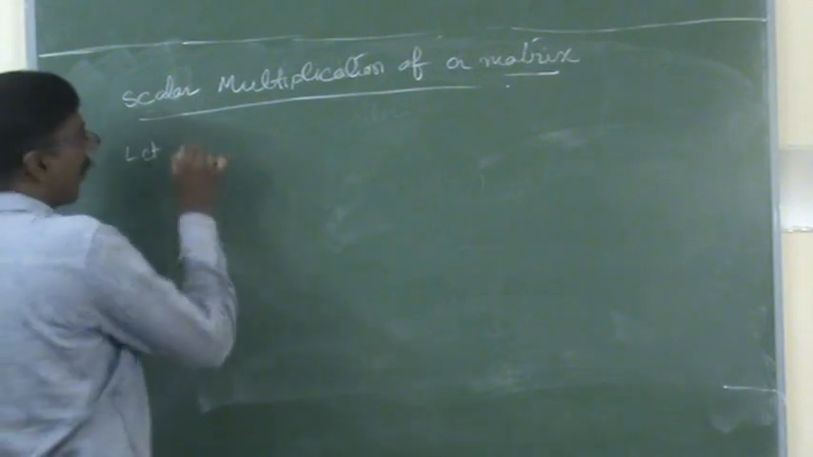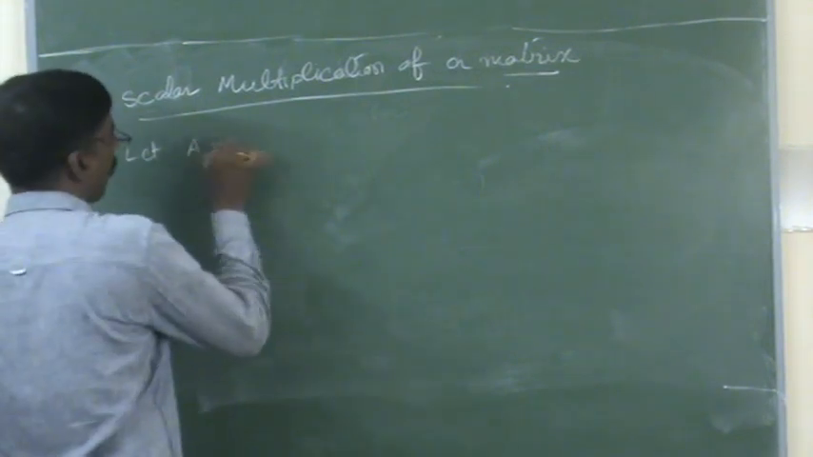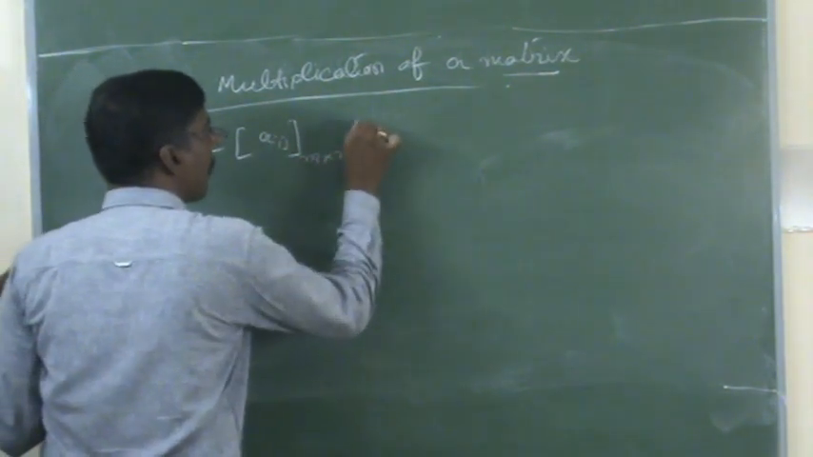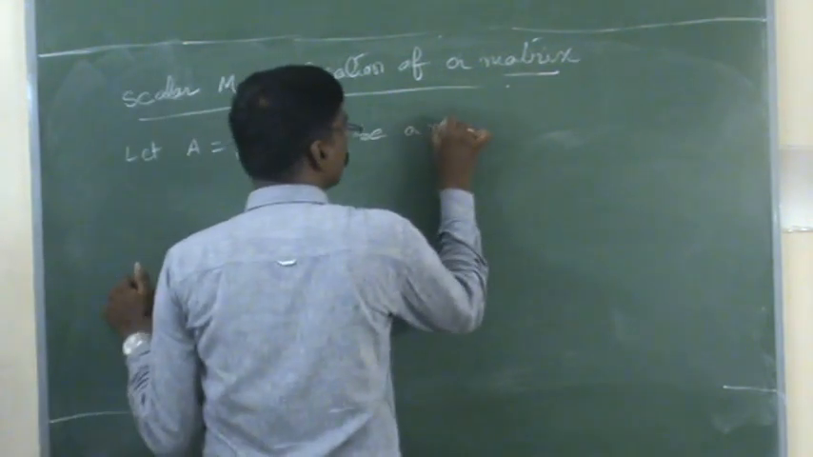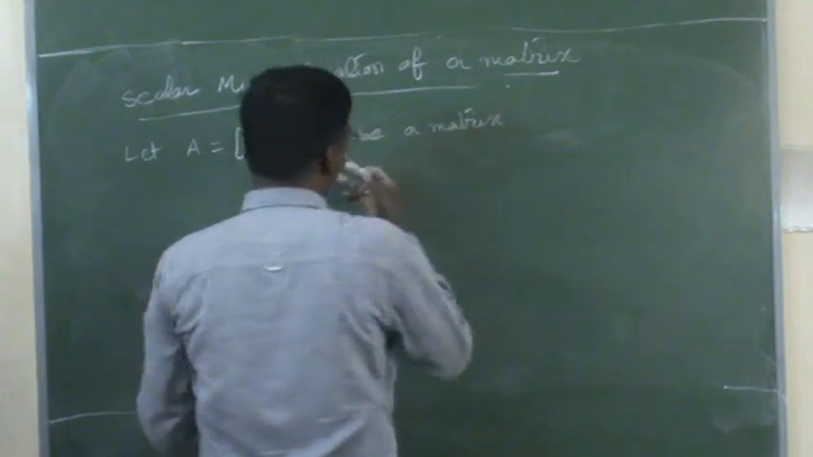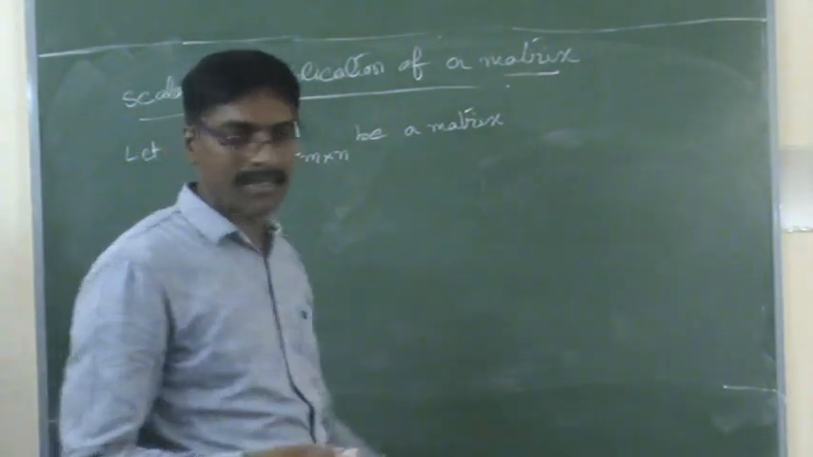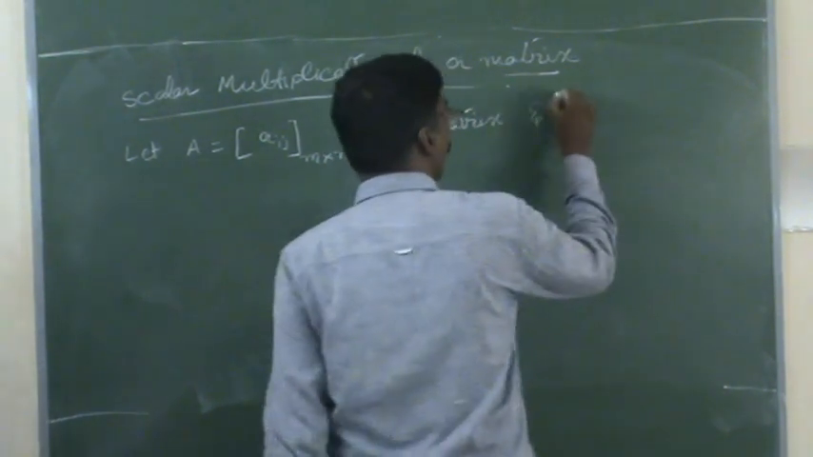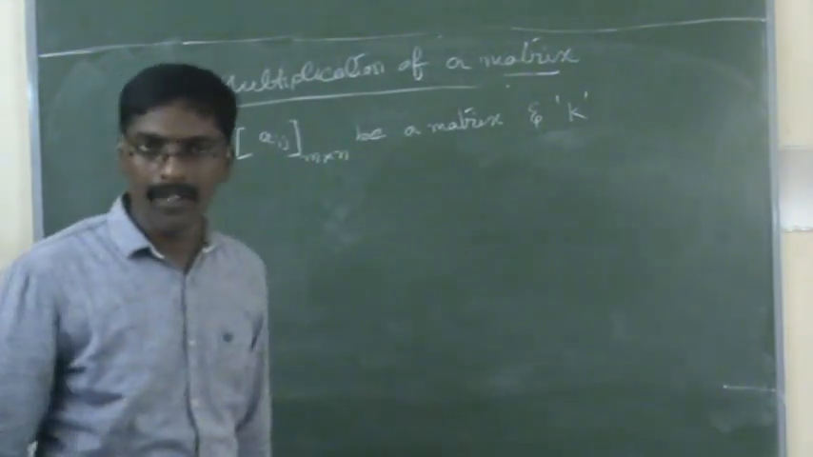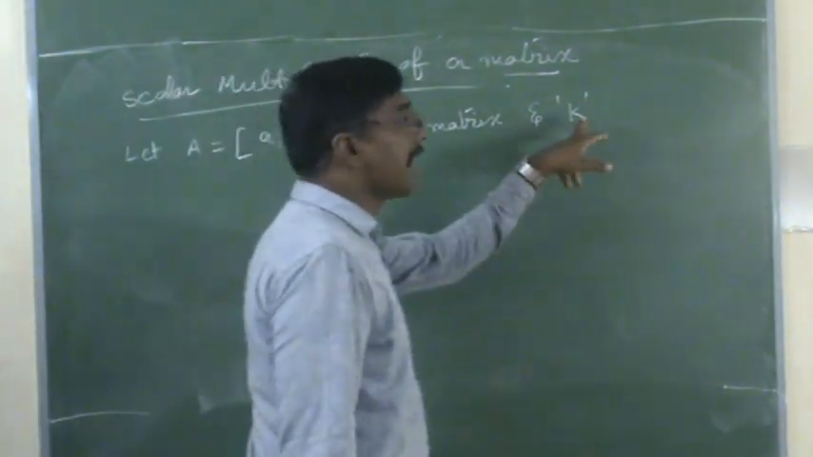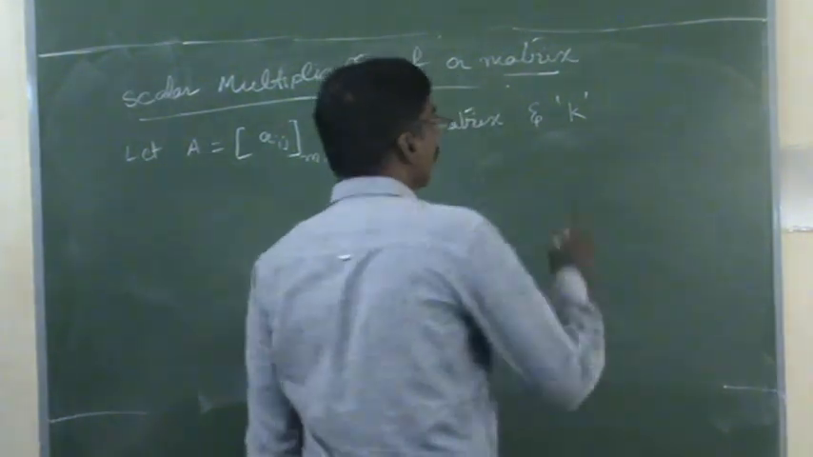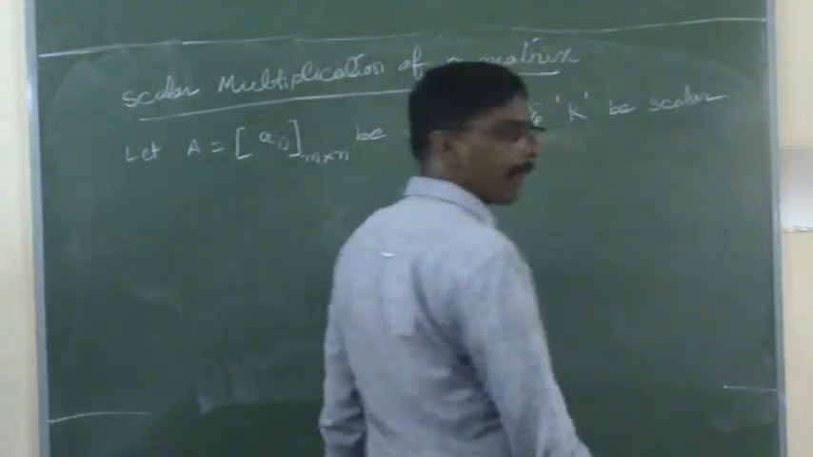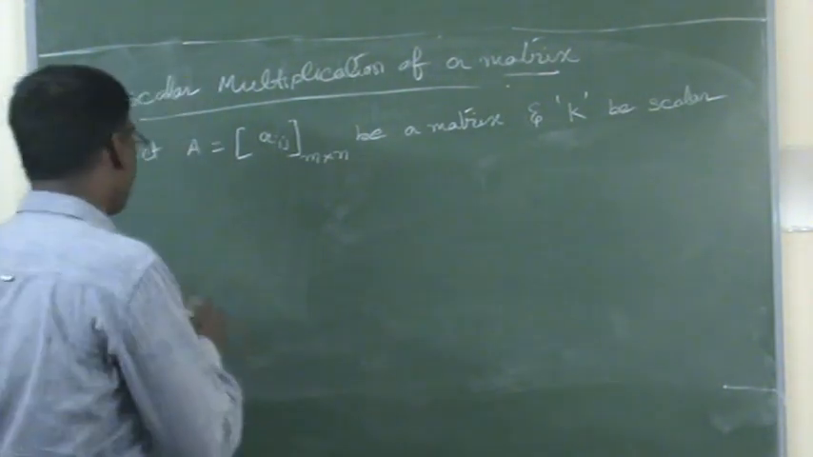Let A, that is Aij, of order m by n be a matrix. Order means number of rows and number of columns. This is the one matrix. And one number or one constant k. We assume some unknown number, a small k. This is a number, this is not a matrix. Small letter k, k be a scalar.